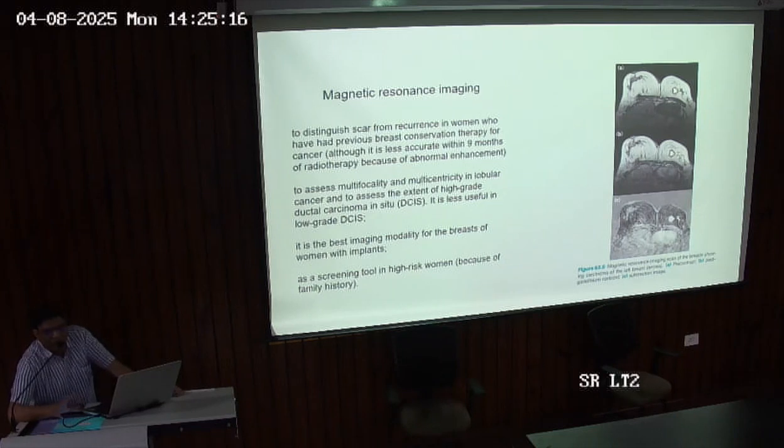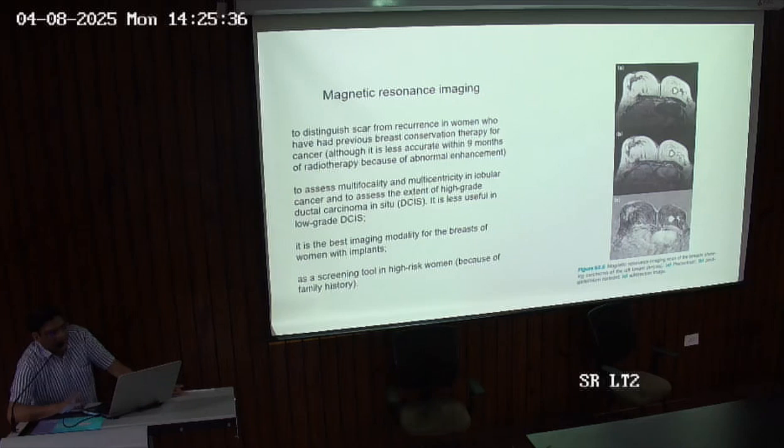Multifocal means in the different quadrants of the breast. Multicentricity means in the same quadrant but there are few lumps, more than one lump. So those are picked up in the MRI. Then it is less useful in low grade DCIS.